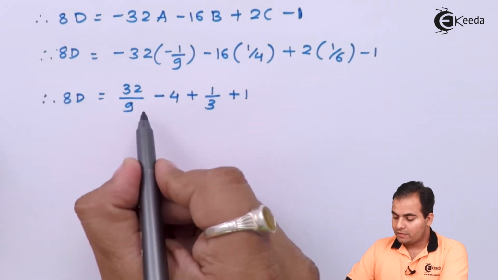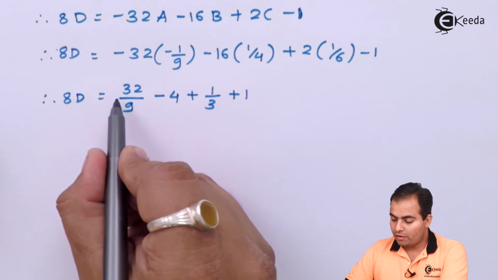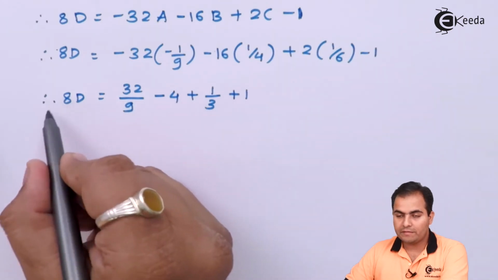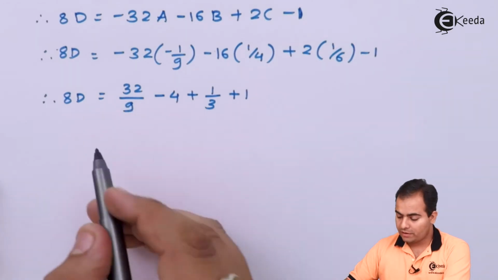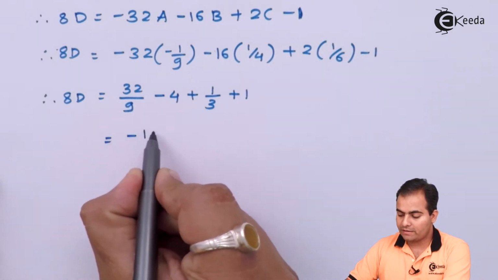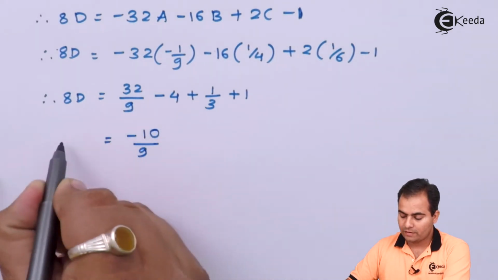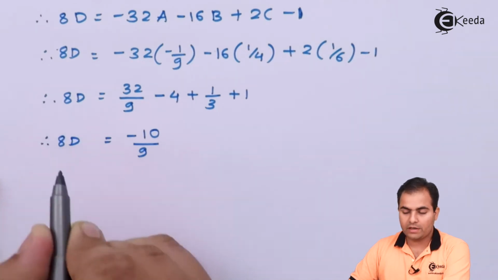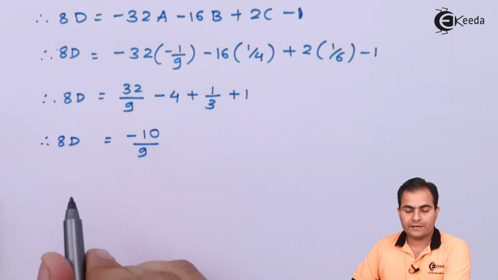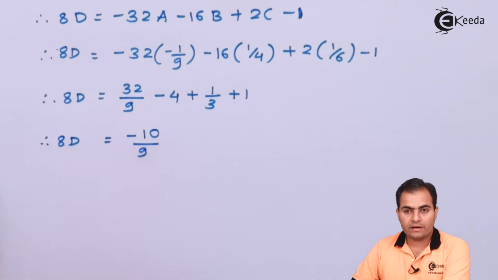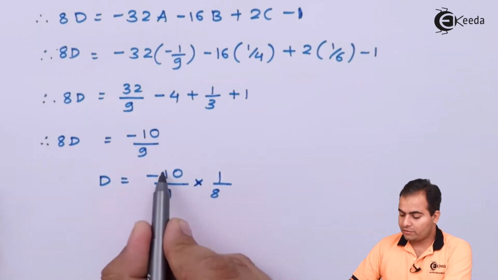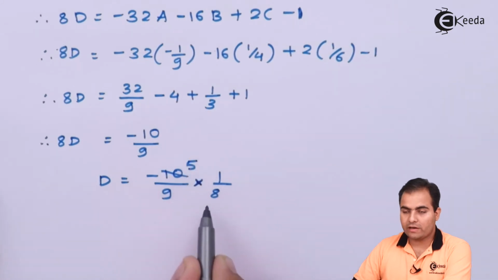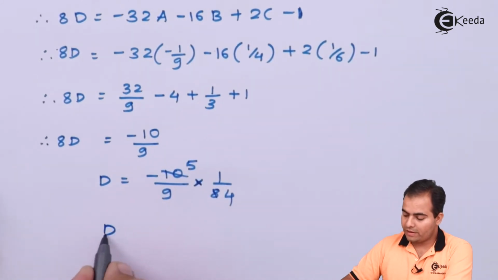Now just do one thing. We'll add all these values and then I'll divide it by 8. So I have added all these values and what I have got is minus 10 by 9 as a result, and we have 8d on the left hand side. Just shift this 8 on the right hand side. What you will get? Now if we divide these two numbers by 2, then we will have 5 here and here we will have 4. So our answer for d is minus 5 by 4.